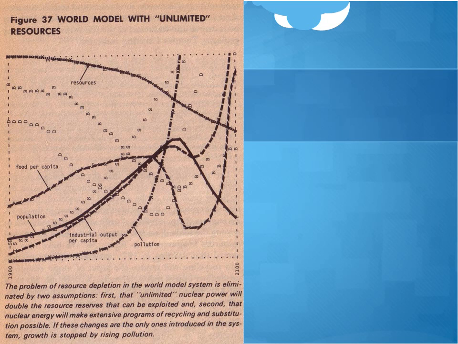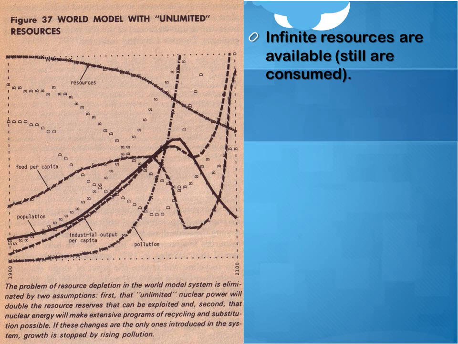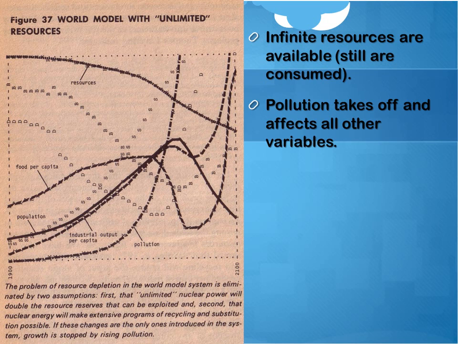Then they push the envelope even further. What happens if we have a world with unlimited resources? This means that resources are there, you have a vast pool. In this case, you essentially have infinite resources, but they're still consumed. This is where the trade-off comes in. If you have infinite resources, you're able to produce a lot more food and a lot more industrial output. Population is able to grow more, but then pollution takes off.